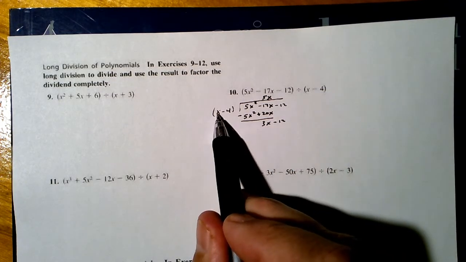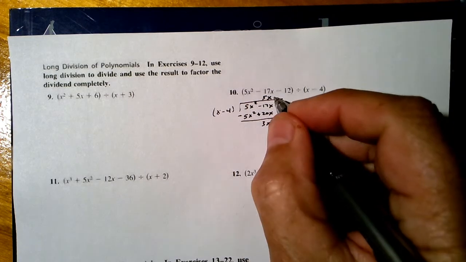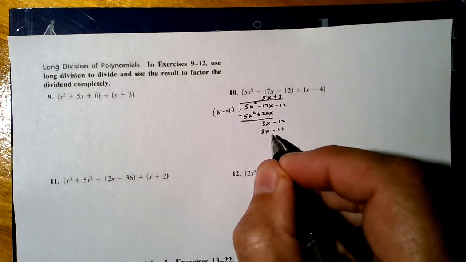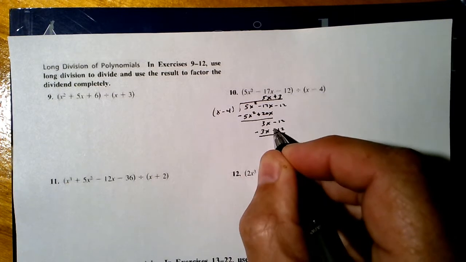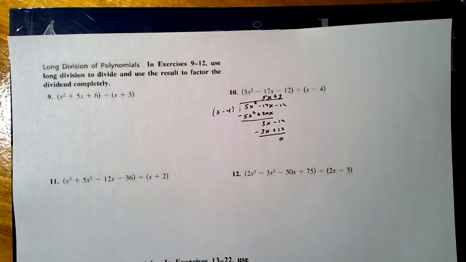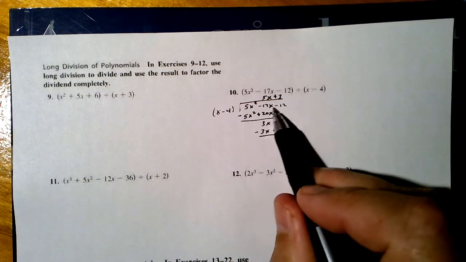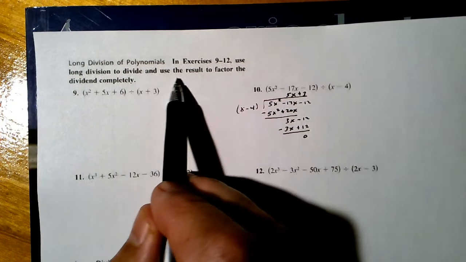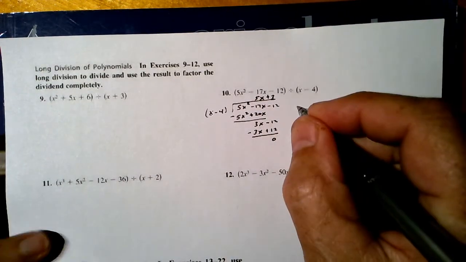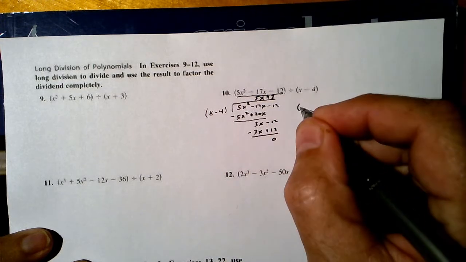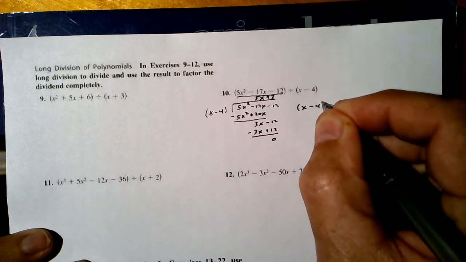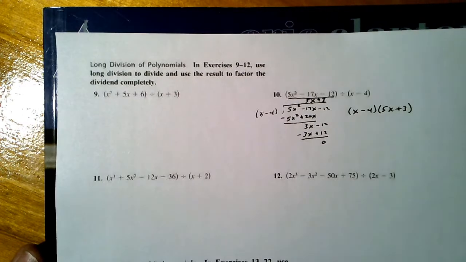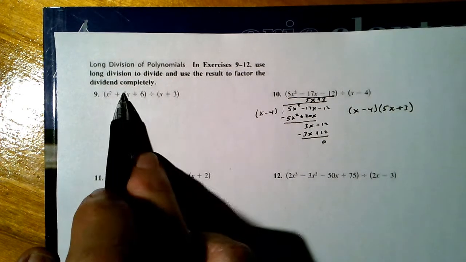And then I ask, what do I have to multiply x by to get 3x? Well, that's plus 3, and that gives me 3x minus 12. Watch this. But we are subtracting, and we found out that, yes, in fact, x minus 4 divides this evenly, no remainder. So use long division to divide and use the result to factor. Well, the factors of this then must just be x minus 4 and 5x plus 3. So just based on the directions here, I expect these to divide out evenly.